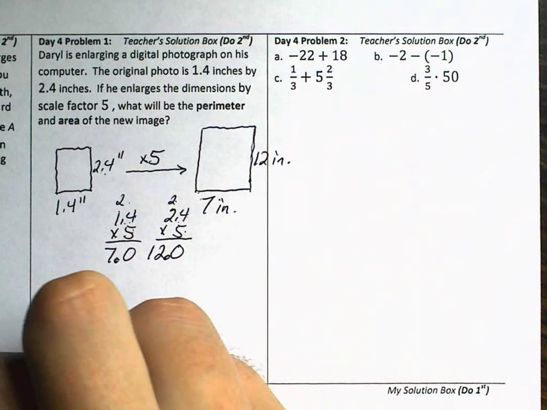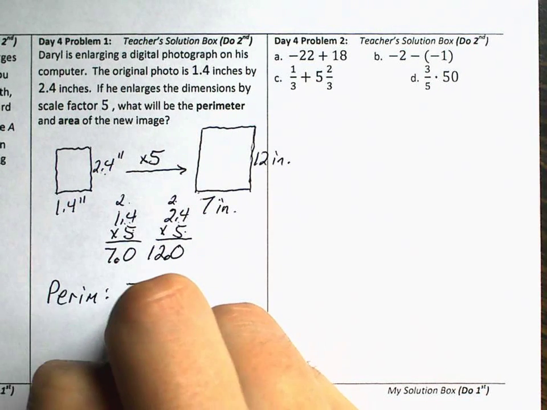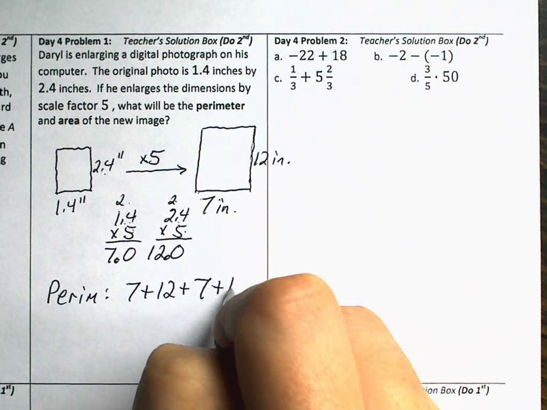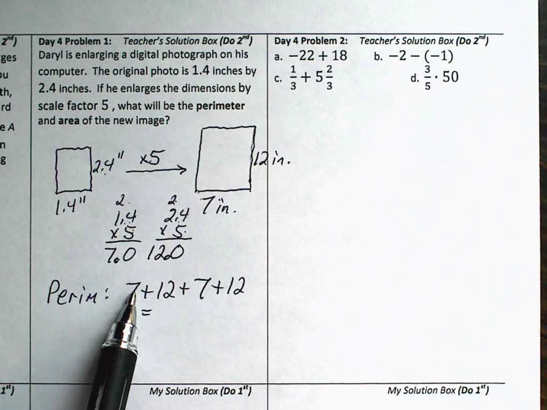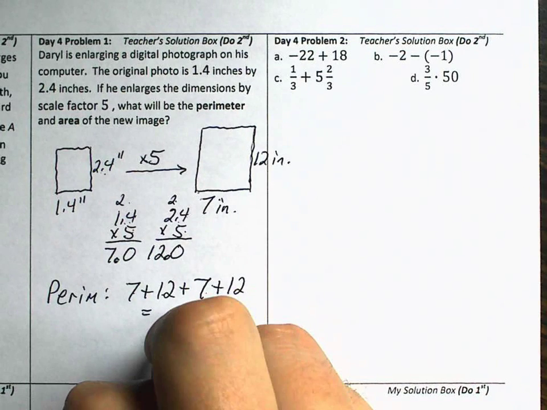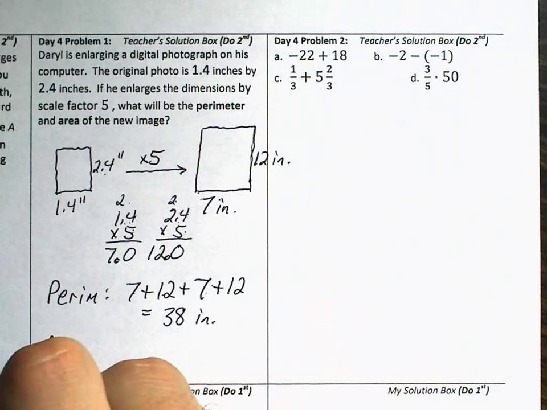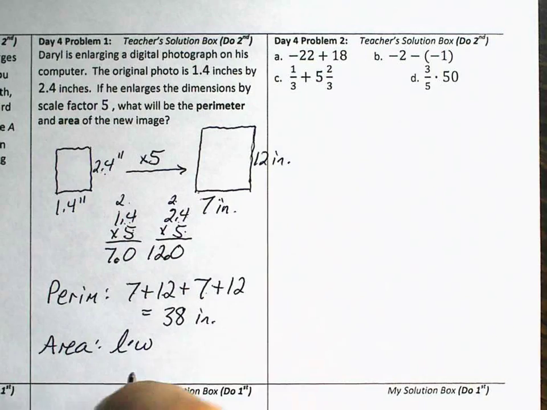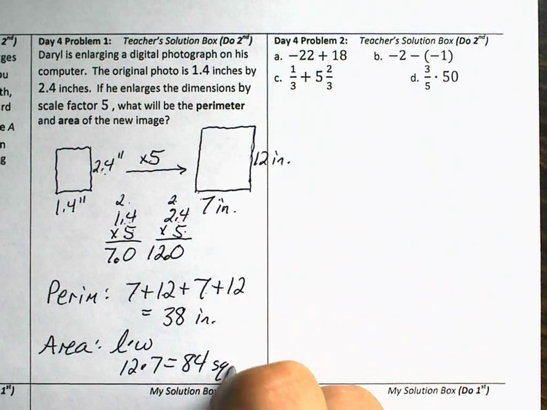And with those measurements, we can find its perimeter. So add up around the outside. 7 plus 12 plus 7 for the top plus 12 for the left side. 7 plus 12 is 19. 7 plus 12 is 19. And 19 plus 19 is 38 inches. Now area. Length times width. So 12 times 7, that's 84 square inches.